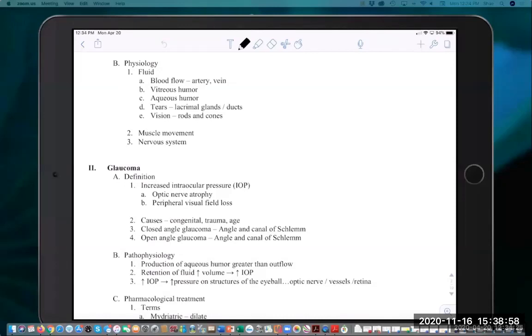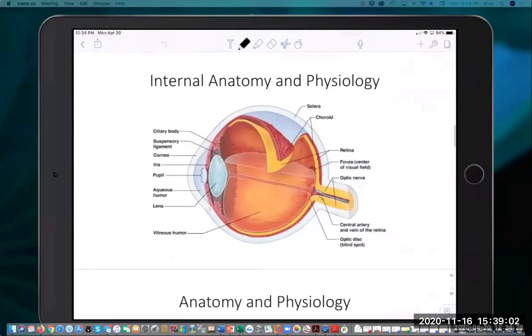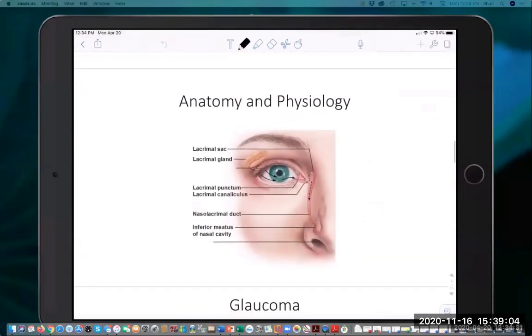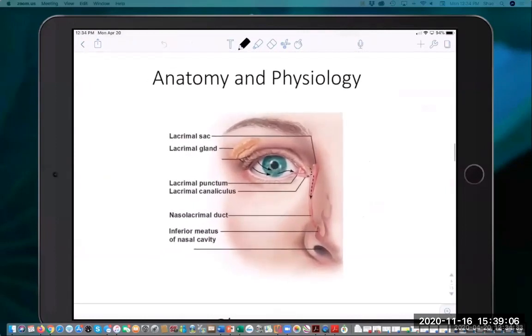We also have our tears or lacrimal glands. Let me just flip here really quick. So we have these lacrimal glands, and they're glands that are located at the medial corner of the eyelids that produce tears. And we also have ducts, and we have what's called nasal lacrimal ducts. And these are the small tubes that actually drain the tears from the lacrimal glands into the nasal cavity.